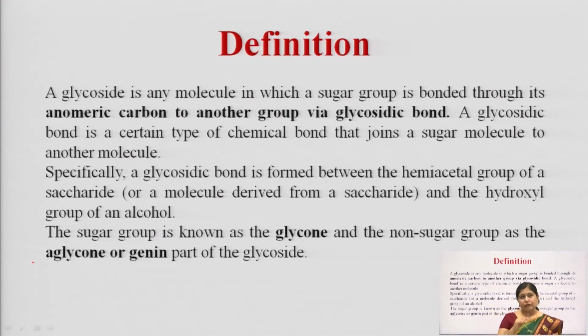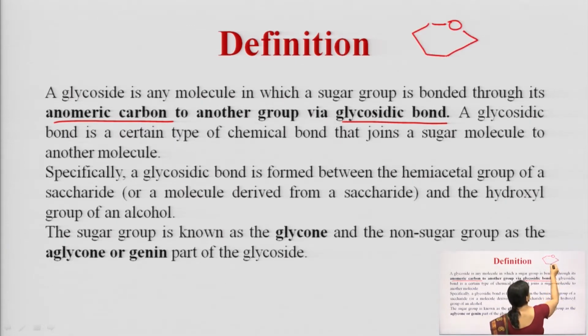Now, if you look at the chemistry of these drugs, a glycoside is a molecule where the sugar moiety is added through its anomeric carbon to another group via a glycosidic bond. If I take the structure of a sugar, it is something like this. I am not drawing the entire structure. We have different H and OH groups attached at different parts here. This is our anomeric carbon, and this anomeric carbon has one hydroxy group.